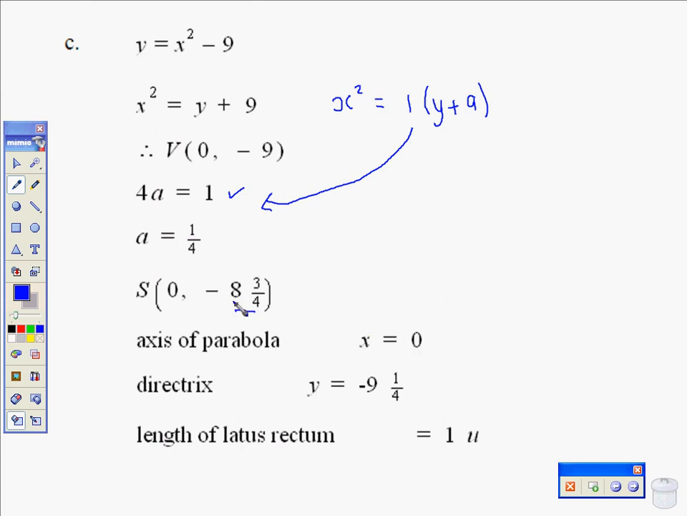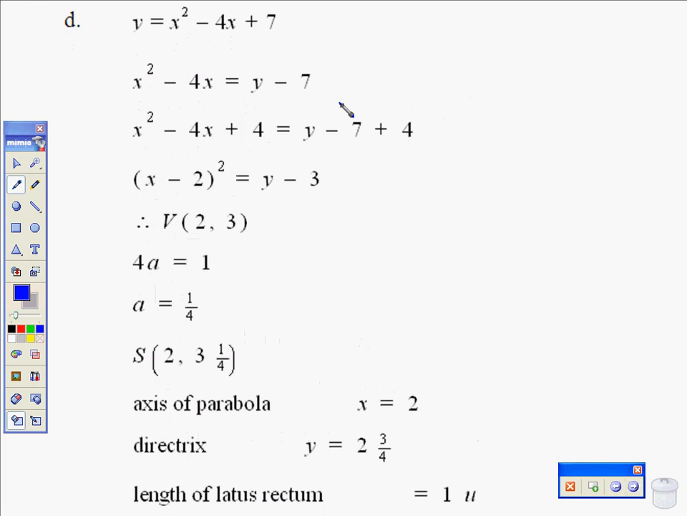The axis of the parabola is on the y-axis this time because the focus is going through zero. And the directrix is y is equal to minus 9 1/4. It's going to go down 1/4 from minus 9. The length of the latus rectum is 4 times a, and if a is 1/4, that's going to give us 1 unit.